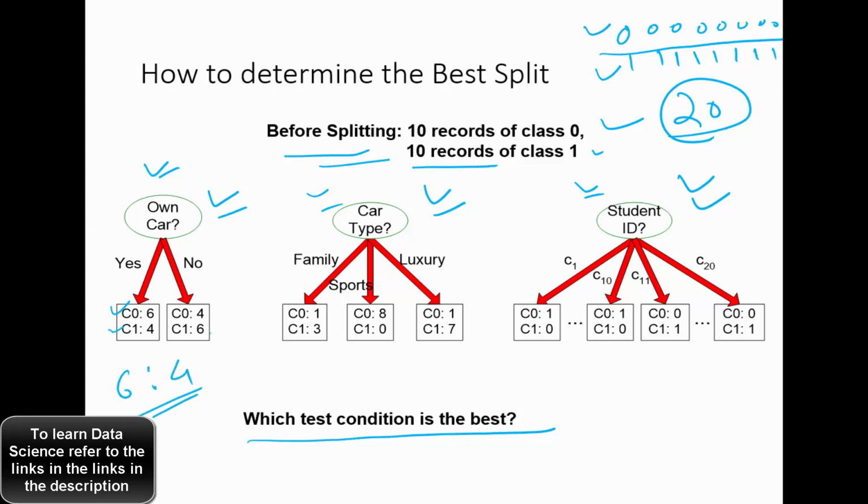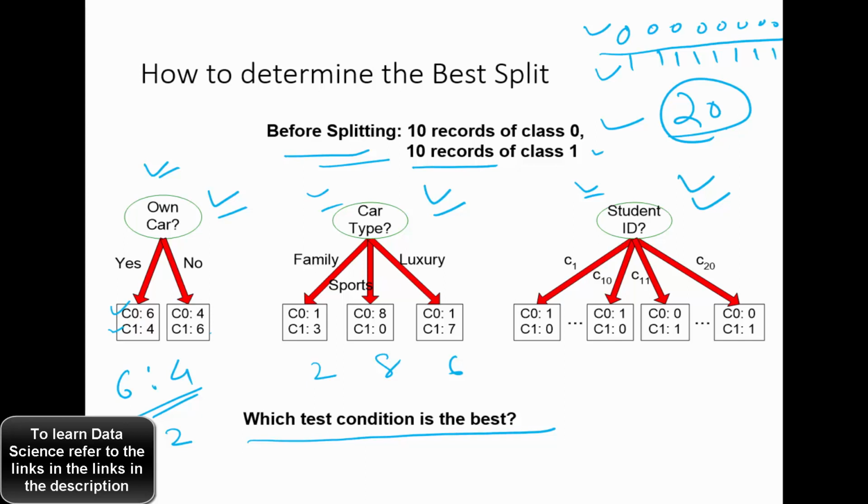If this is car type, then for family it is 1 and 3, sports 8 and 0, luxury 1 and 7. In car ownership the distribution is 6 and 4, the difference is very close, only 2. Here in this case, it's 2 and 8, the difference is 6. So the idea is that there should be maximum difference, maximum split, between the categories.